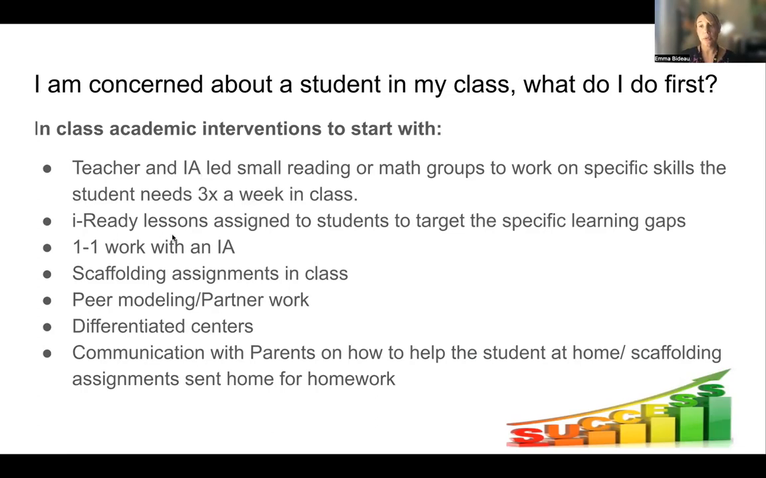This could look like you assigning iReady lessons to target those specific learning gaps, one-on-one work with an IA, scaffolding assignments in class, using peer modeling or partner work to help that student, using differentiated centers, and communication with parents on how to help the students at home, or scaffolding their homework assignments so that they can get support at home as well.